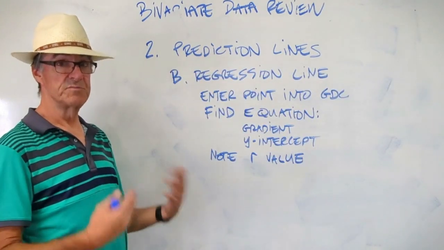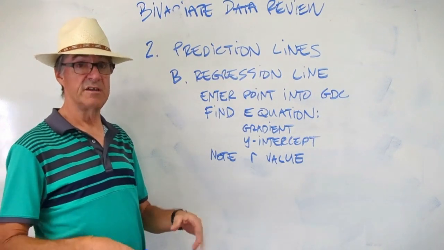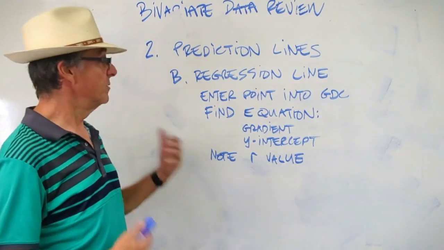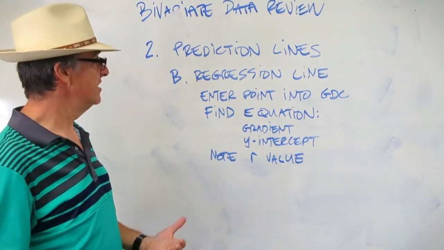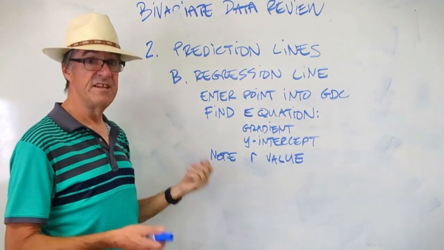The second way we use prediction lines was fully in the calculator. So instead of doing a scatter plot and the best fit line by eye, we put all of our data in the calculator, and then we can use the GDC, the graphing display calculator, to find the equation.